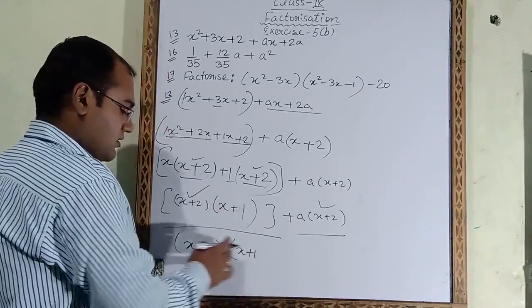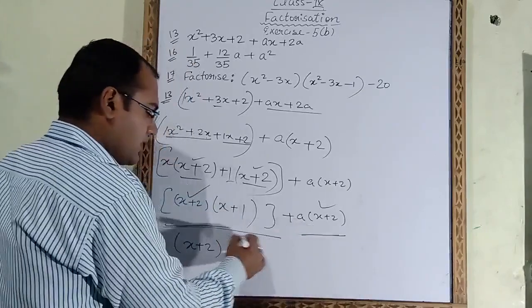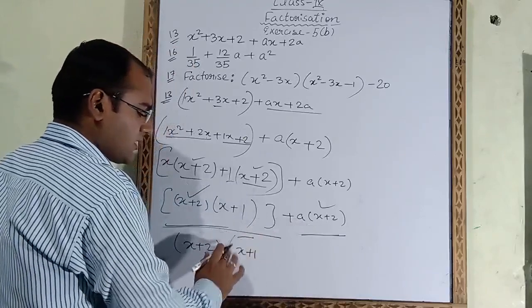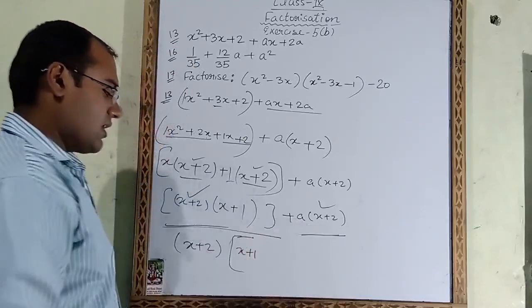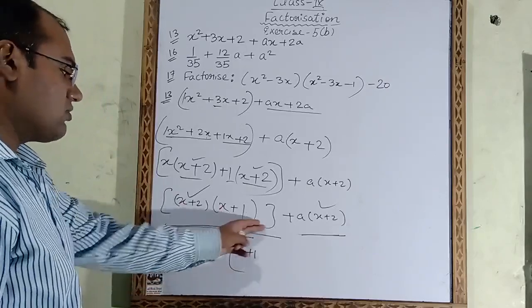But this x plus 2 common we are taking from this number and this number. So remaining term you have to write in the large bracket. So here we will use one large bracket. X plus 2 we have taken common. So what is the remaining number? X plus 1. Now this term is over.